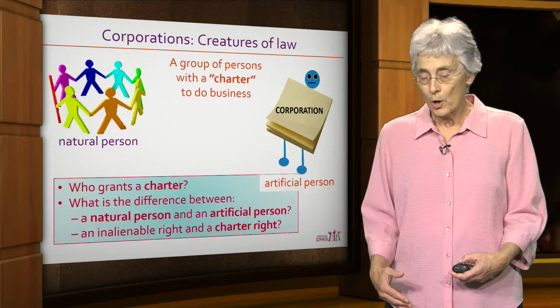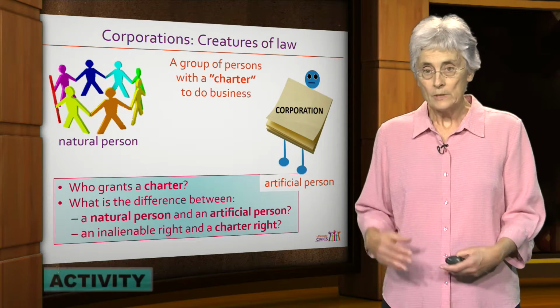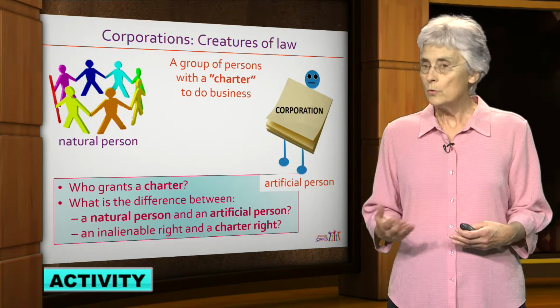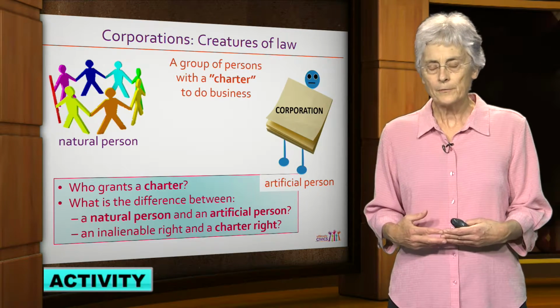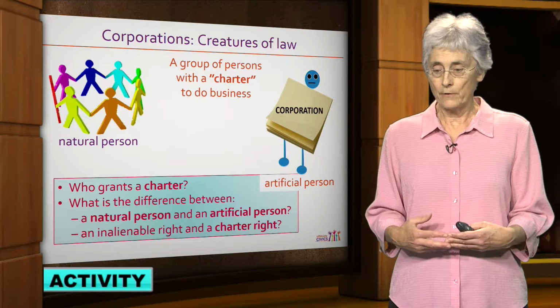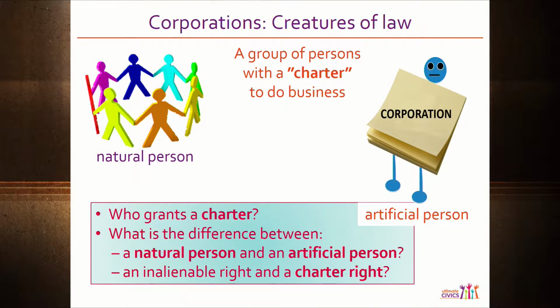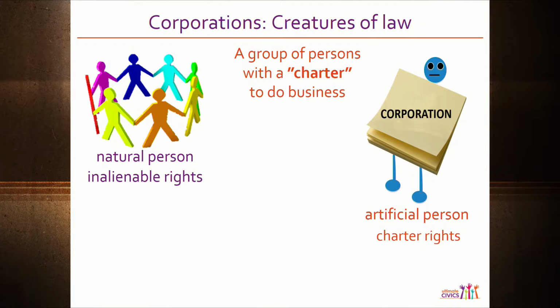Now, there's a small group activity here to dive into the vocabulary and answer these questions. Who grants a charter? What is the difference between a natural person and an artificial person? Between an inalienable right and a charter right? When we come back to discuss this as a group, we discover that charters are actually handed out by state governments. The founders left that duty to the states.